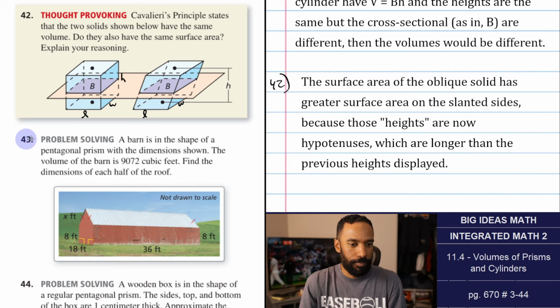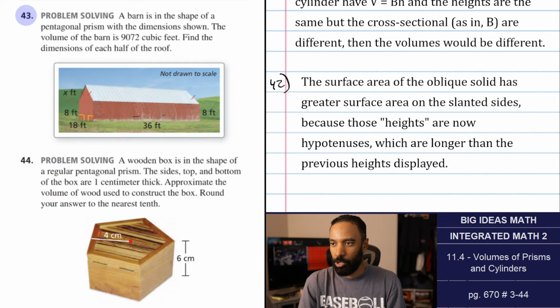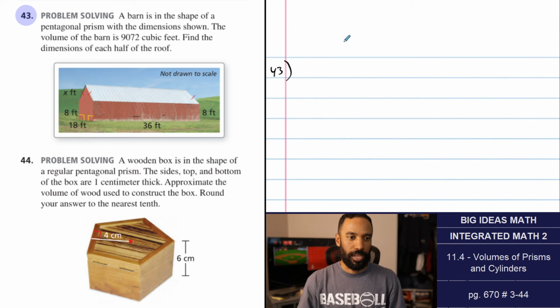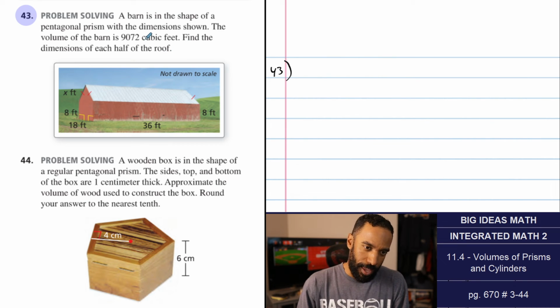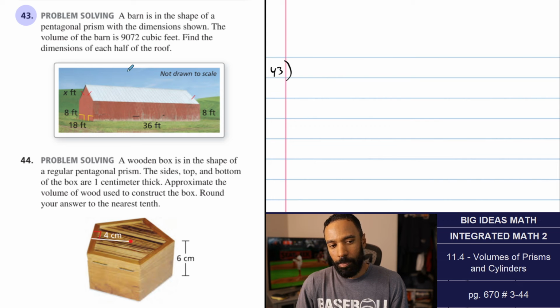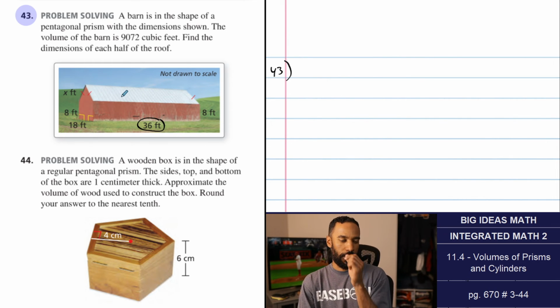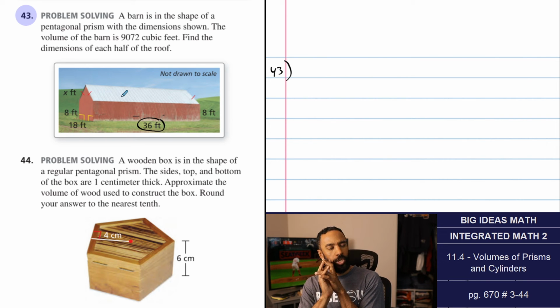Number 43. A barn is in the shape of a pentagonal prism. Oh, right there. It's not a regular pentagon, though. With the dimensions shown, the volume of the barn is 9,072 cubic feet. Find the dimensions of each half of the roof. Okay, it is a pentagonal prism. That means, therefore, the pentagons are the base and the 36 is the height. So you have options. You can either divide this into a rectangular prism and a triangular prism like that, and then add those two together, or find the area of the pentagonal base, which I think you'd still need to do that kind of thing. You'd have to find the area of the two separate things and multiply by height.